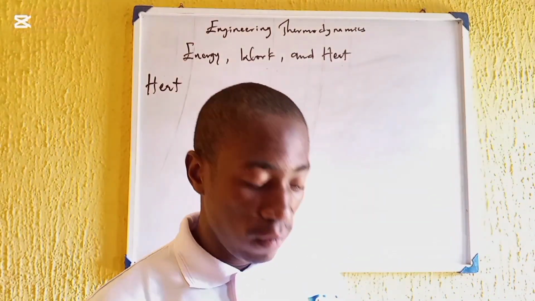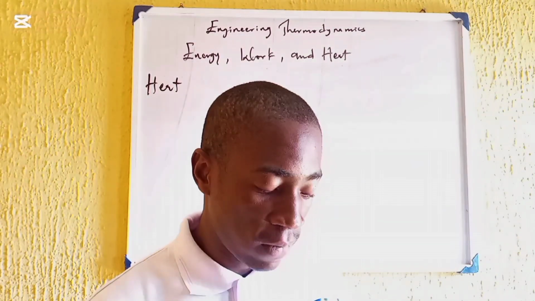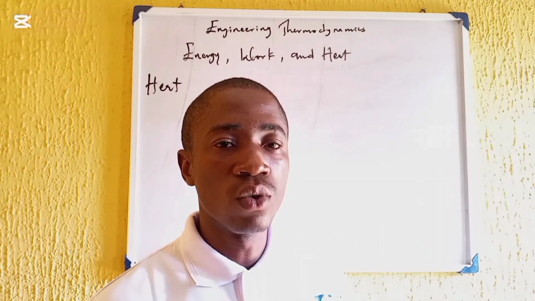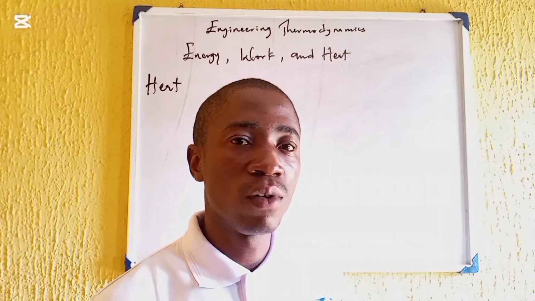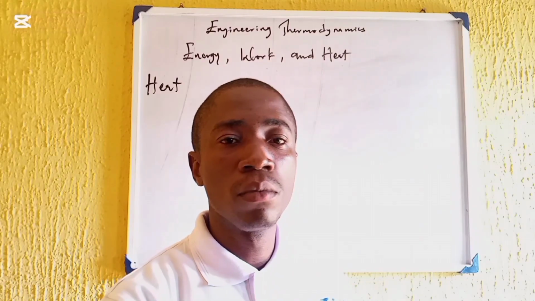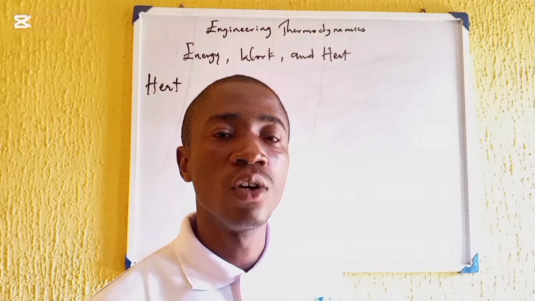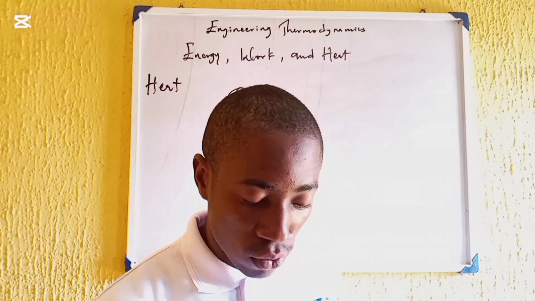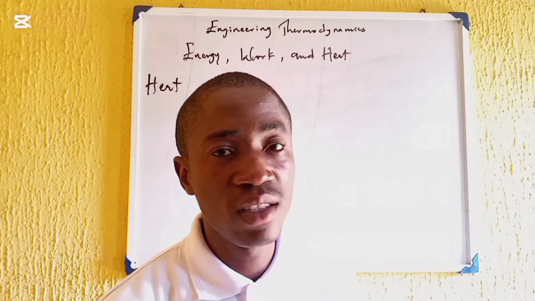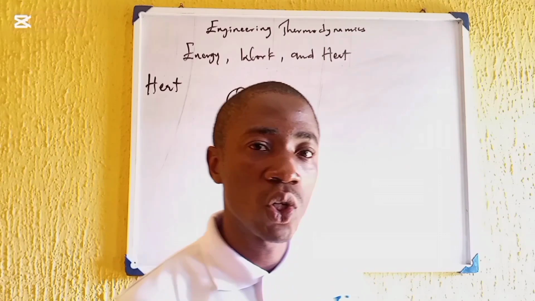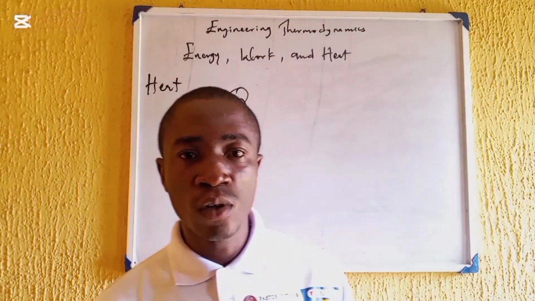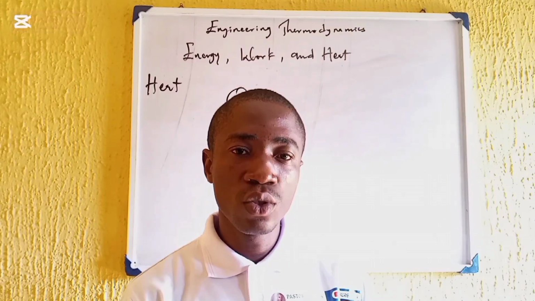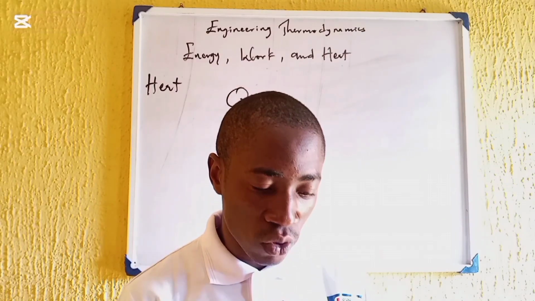A process involving no heat transfer is called an adiabatic process. So a process that does not involve the transfer of heat, either from the system to the surroundings or from the surroundings to the system, is called an adiabatic process. We have three modes of heat transfer. The first one is conduction. So this is a mode of heat transfer that involves body contact. So the two bodies must be together for heat to be transferred.